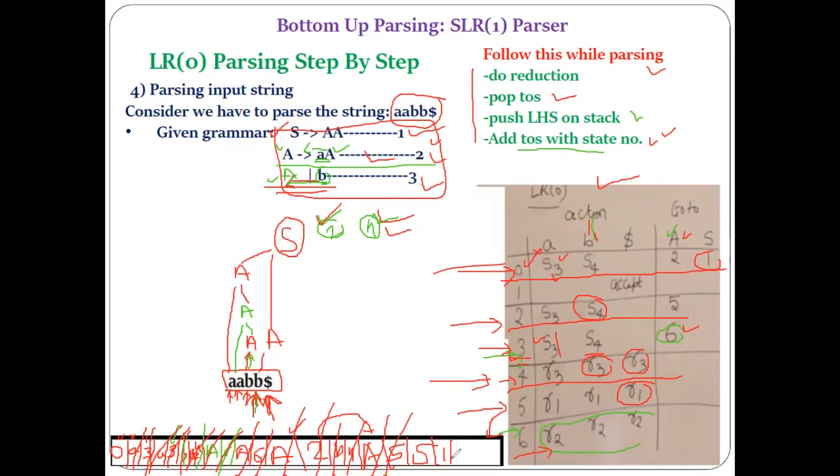Then carry on. 1, and our increment pointer is at the dollar only. 1 at the dollar. Now we have got the accept here. Which movement do you have to make? Accept, which indicates what? Successful parsing. Because 0 on 1 we are reaching to what?